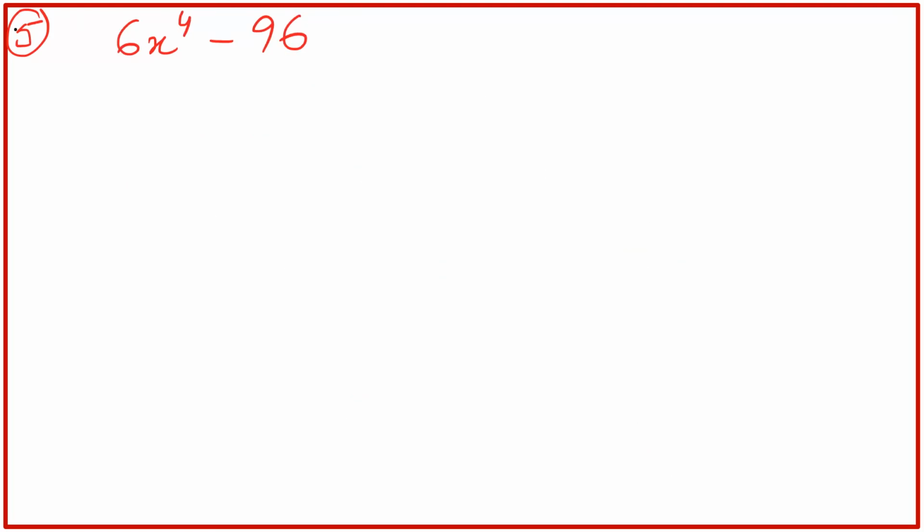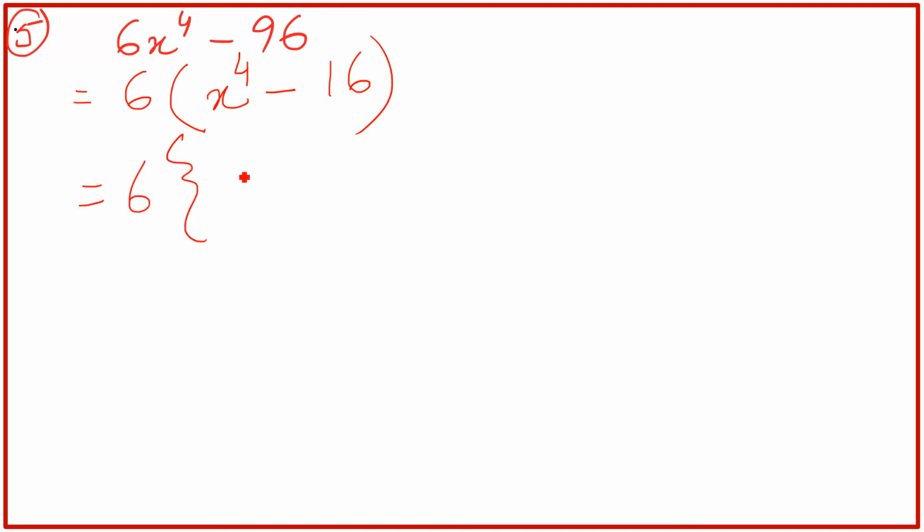Right? Okay, now the next question is 6x to the power 4 minus 96. What is the first step? Can we take anything common? Yes, we can. 6 we can take as common. So inside the parenthesis, we have x to the power 4 left, minus 16 here.